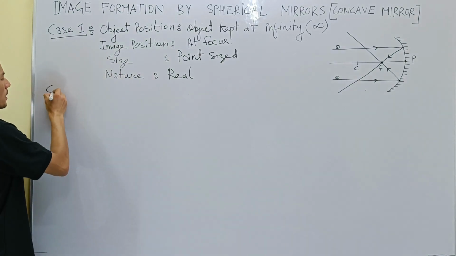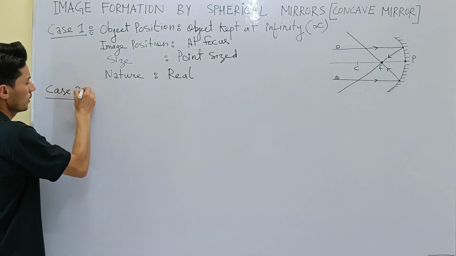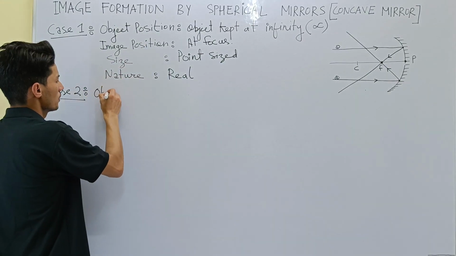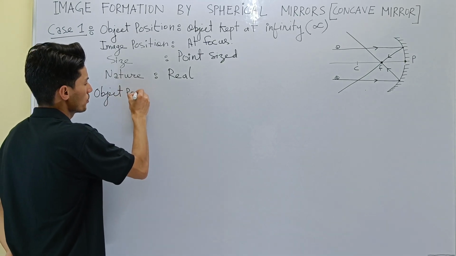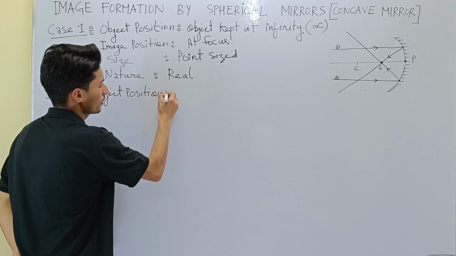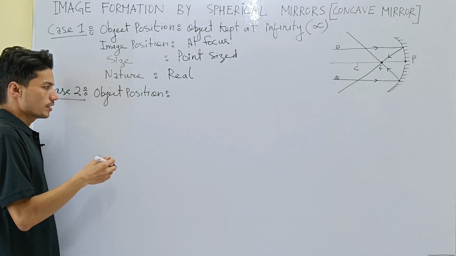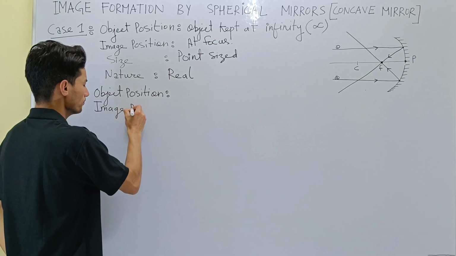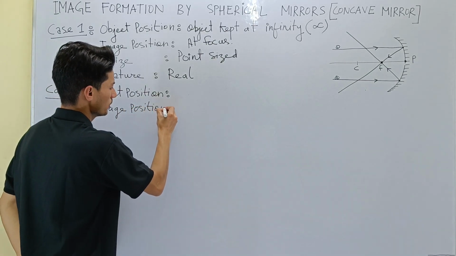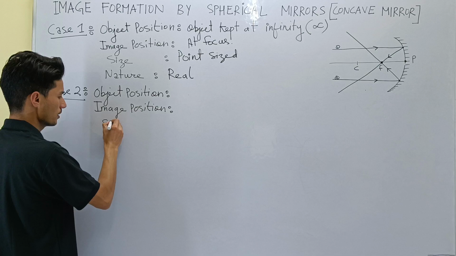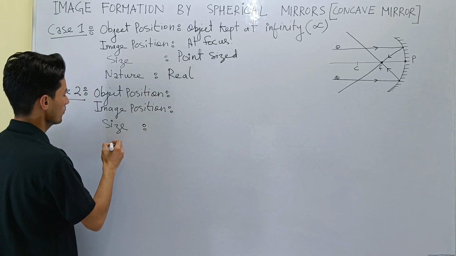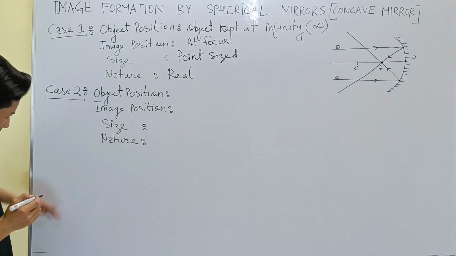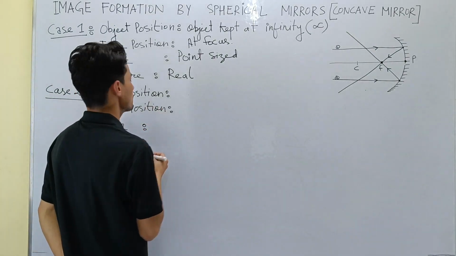Now we go to the next case, case number 2. We will have to do the same thing. Every time you will write object position. Object position is where the object is kept. Then image position, then size also we have to write, and finally nature. Okay, I can go for one more. So object position.